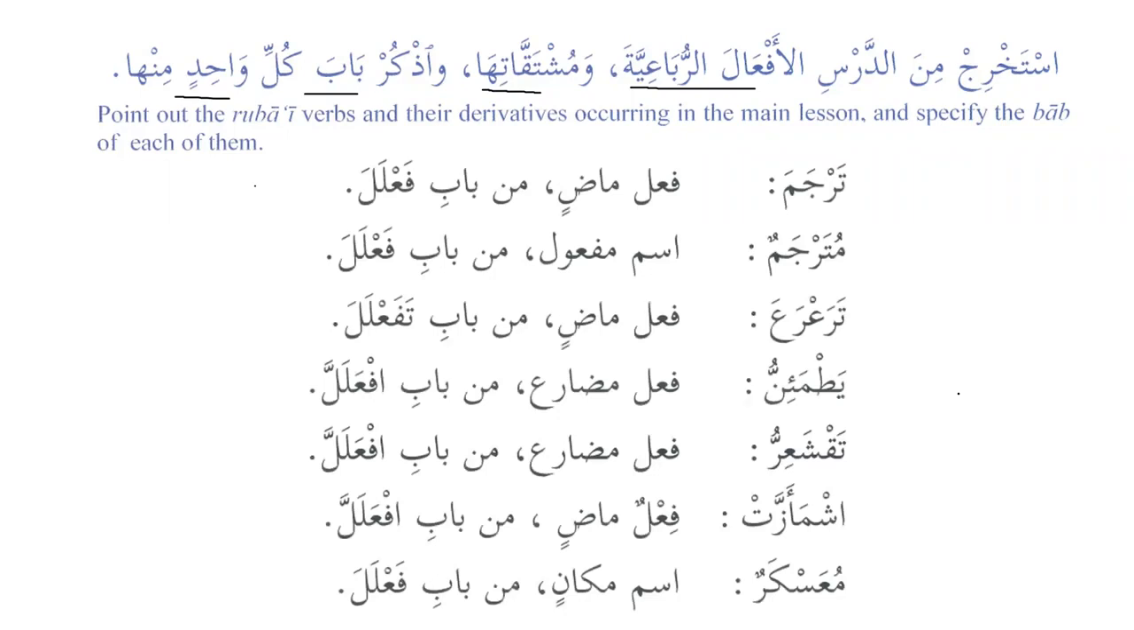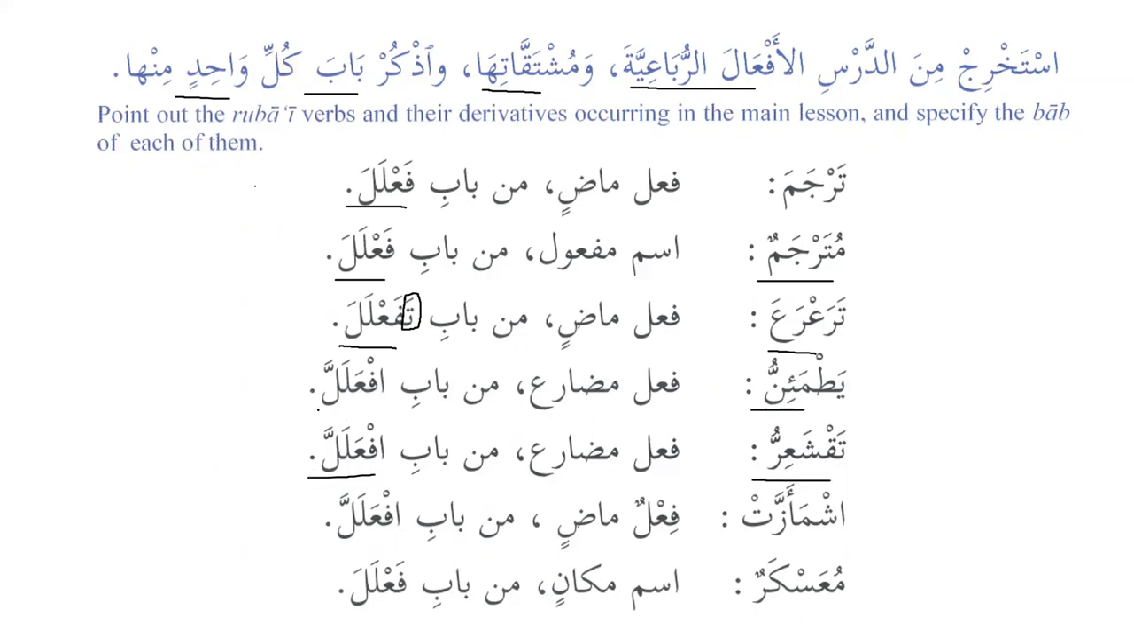So tarjama is a fi'l madin min babi fa'alala. Tarjama yutarjimu, and mutarjam is ismul maf'ul, something that is translated. Tafa'alala has only 1 extra letter, which is ta. And then we have yatma'innu, fi'l mudari, and this is min bab if'alalla. Itma'anna yatma'innu itmi'nanan. And then we have iqsha'arra yaqsha'irru, fi'l mudari min babi if'alalla.